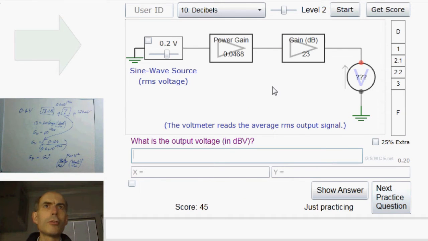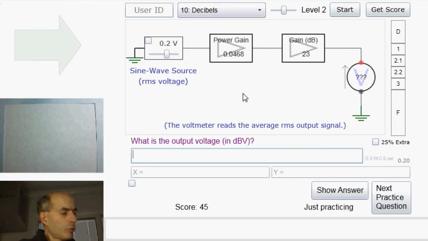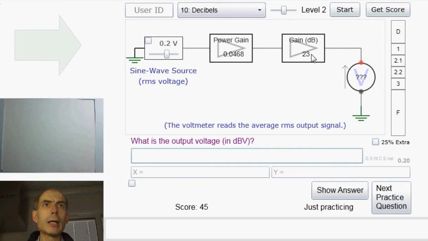This is a similar one. This time the output voltage is unknown, but we're told the input and the gain of the two stages. We're just told the first as a power gain and the second as a gain in dB. Right, well, first thing to do is to work out the output voltage there. And we can get that from taking the input, 0.2, multiplying by the voltage gain of the first stage.